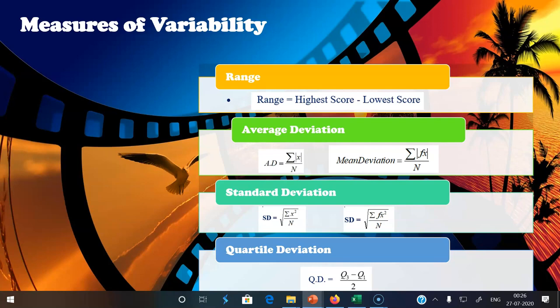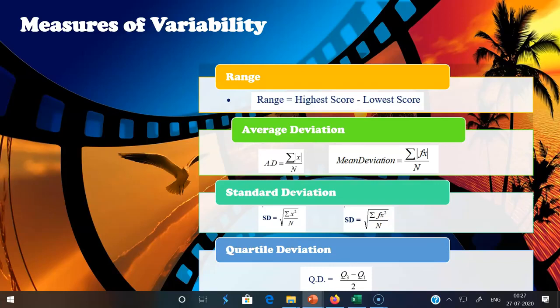If you want to compute the quartile deviation from ungrouped data or raw data, we use the same formula. But for finding Q3 and Q1, we have to use a different formula. If you want to find the value of Q1 in raw data, we use the formula (n plus 1) divided by 4th item or score. For finding the Q3 value, we use the formula 3 times (n plus 1) divided by 4th item or score.